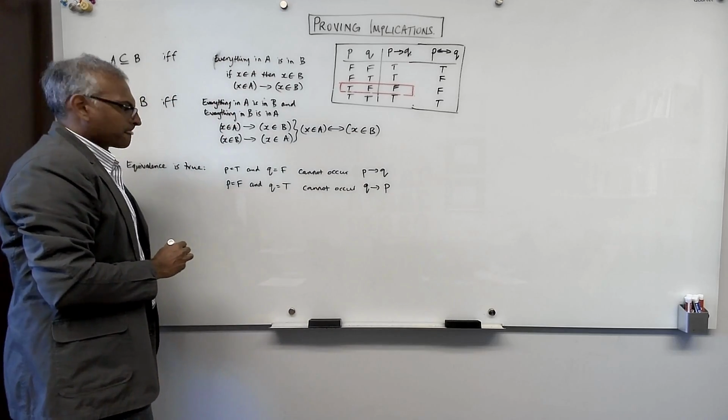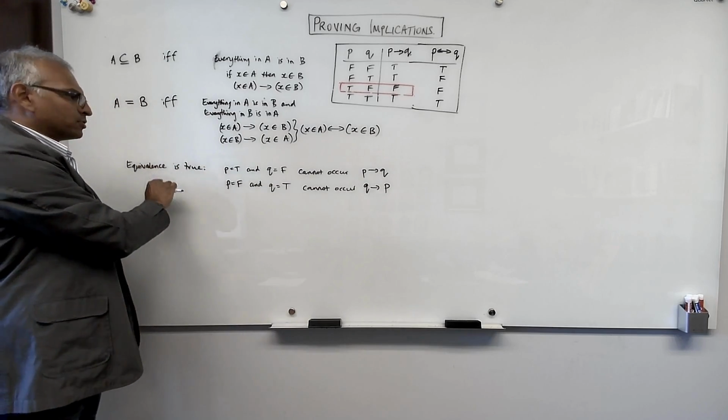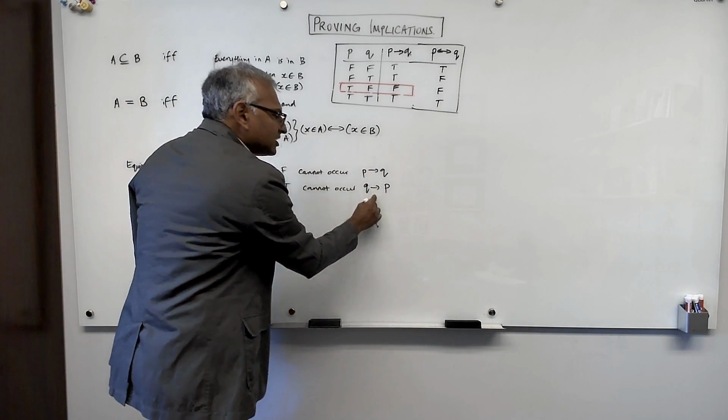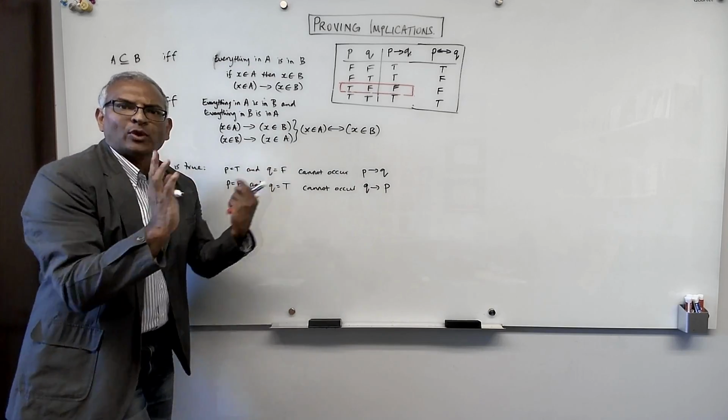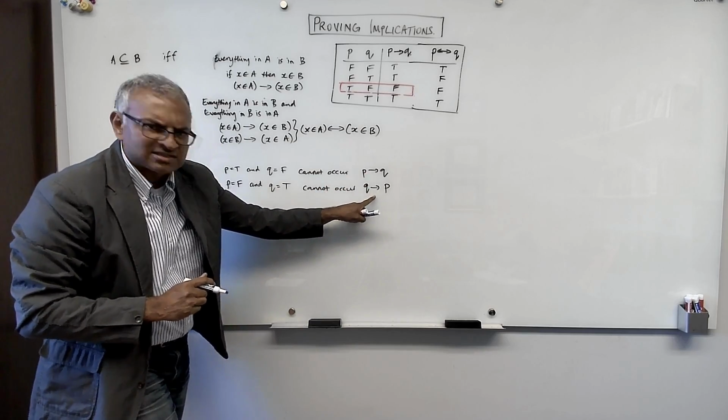Is also true. So equivalence is true means that both of these implications are true. So to prove the equivalence, you prove both of these implications. And that's why it's twice as hard. And remember, in an implication, order matters. So these two are not the same implication.